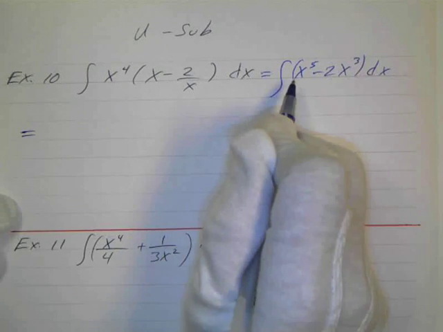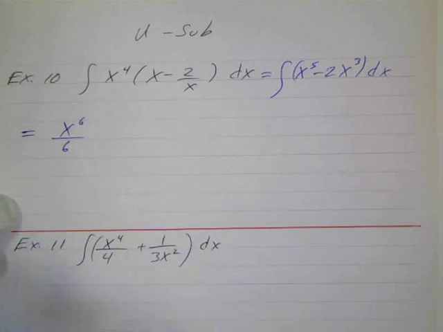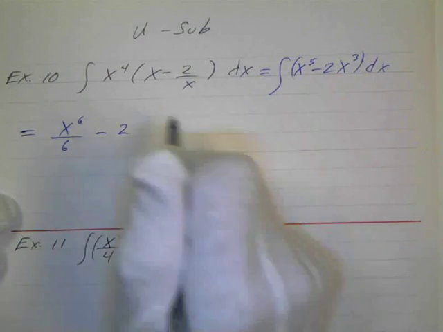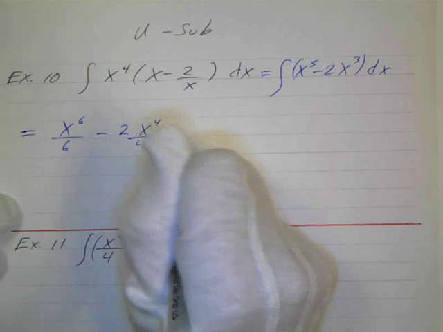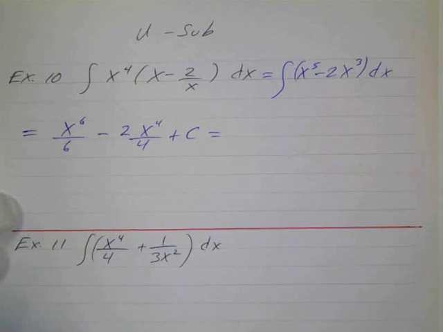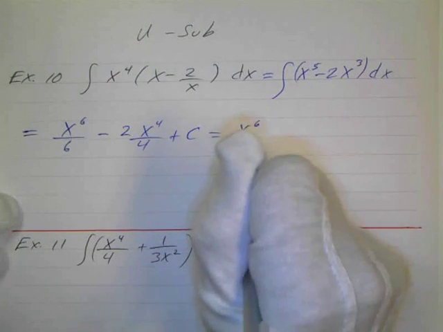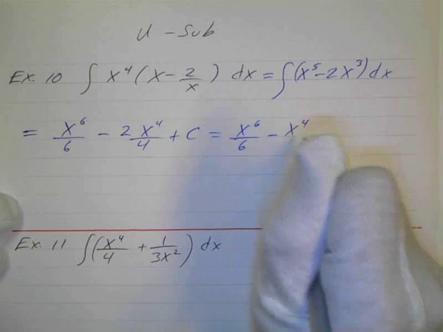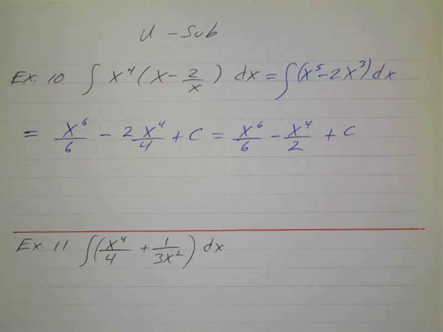over here, x to the 6th, add 1 and then divide by 6, minus 2, and then I add 1, x to the 4th, divided by 4, plus c, and then we can just simplify the 2 over 4, and we just have x to the 6th over 6 minus x to the 4th over 2 plus c.